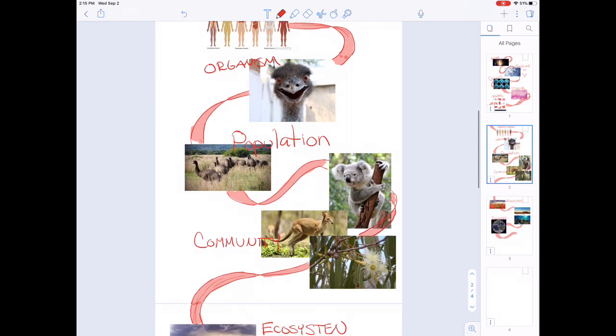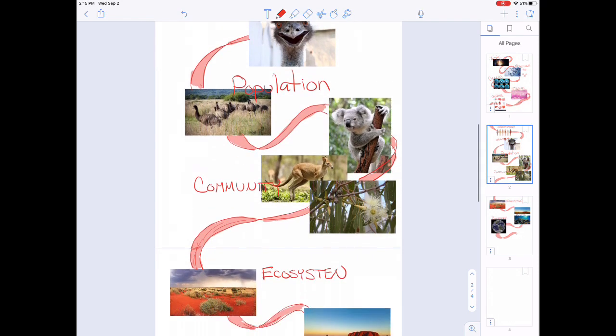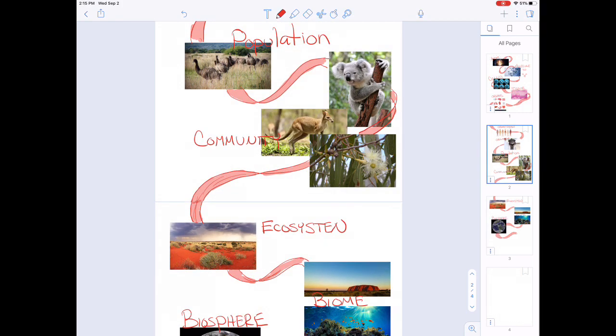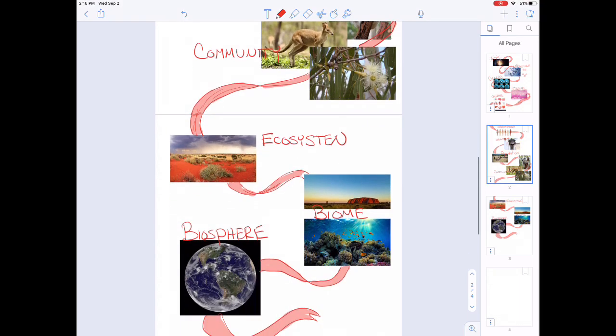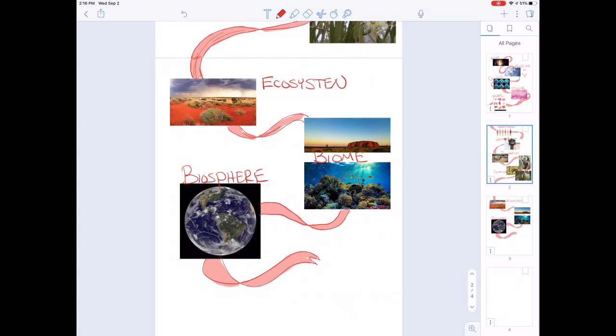You get your population. You get animals in that same population as in your community, and that includes plants, could include fungus and the bacteria as well. Then we include the non-living things in the ecosystem. The ecosystem then, the different ecosystems form biomes, and those biomes form where any kind of life can exist throughout our Earth. That is considered our biosphere.